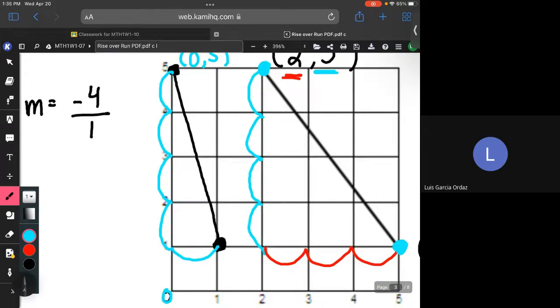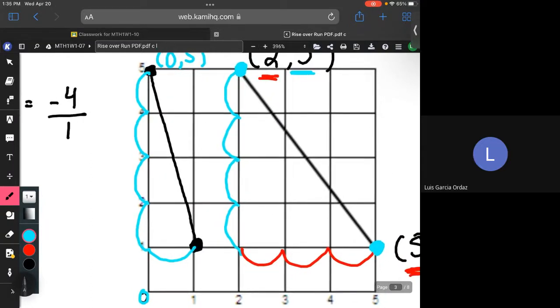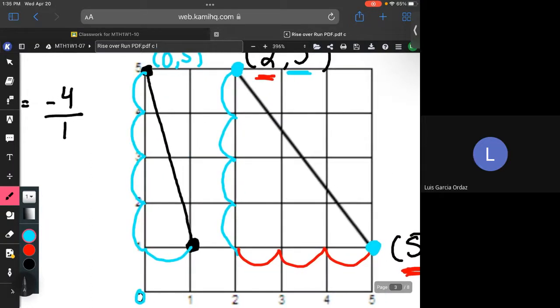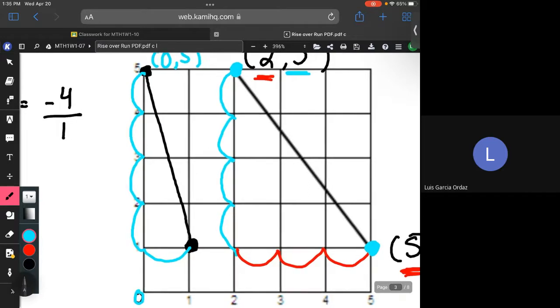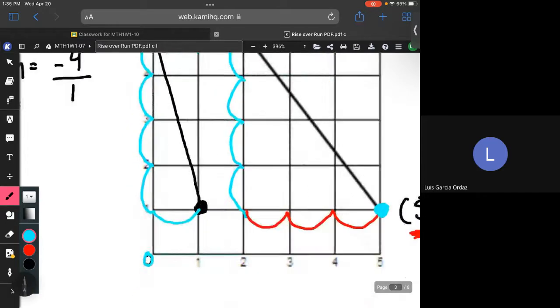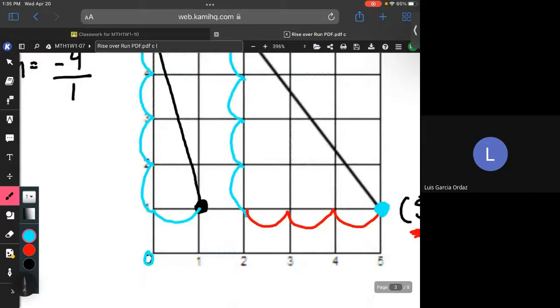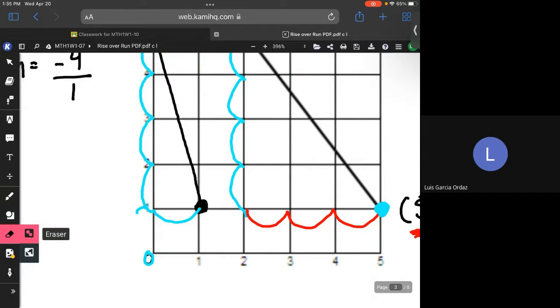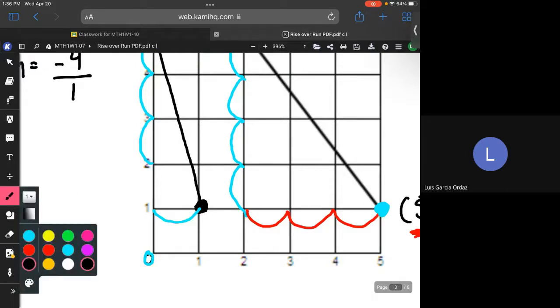So what's my next point at the bottom? Kareem? No, it's not a 2. I'm talking about this point. It's not 1 and 2. Gian? 1, 1. That's okay.